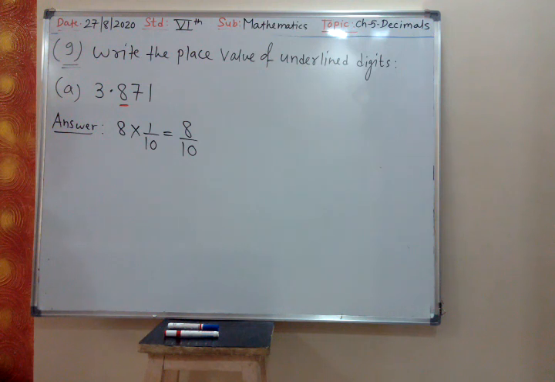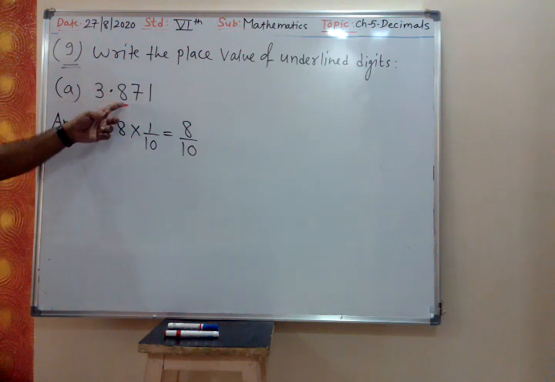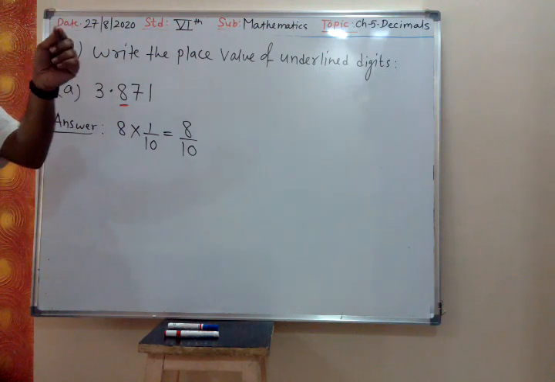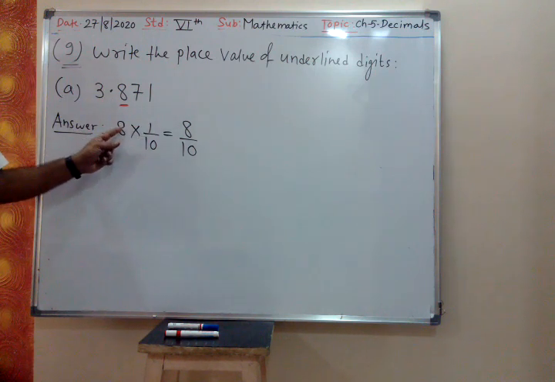Yes. What happened? See here, after the decimal the first digit is 8. The position of 8 is tenths. Whenever it is tenths, you have to multiply that digit by 1 upon 10. So 8 I will multiply by 1 upon 10.